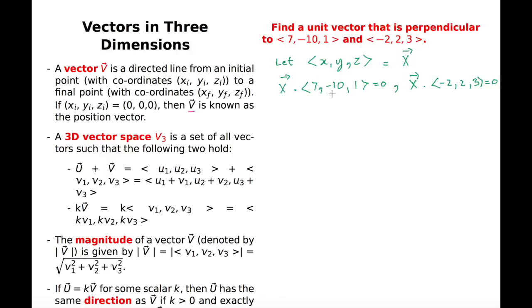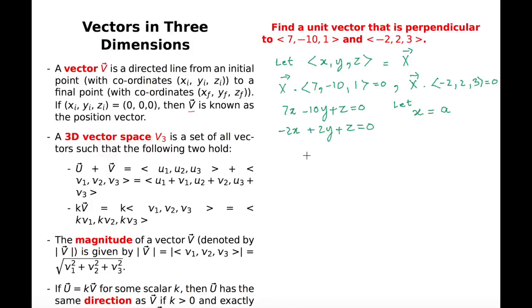Okay, so then this means that 7 times x plus negative 10 times y plus 1 times z is equal to 0, and similarly minus 2 times x plus 2 times y plus 3 times z is equal to 0. So let me write it. We have 7x minus 10y plus z equal to 0, and then negative 2x plus 2y plus z equal to 0. Now note that I have 3 variables and only 2 equations. So then we have more than one solution, right? Okay, so now I assume that my x is some constant a. Because we have a unit vector, but we'll come back to that.